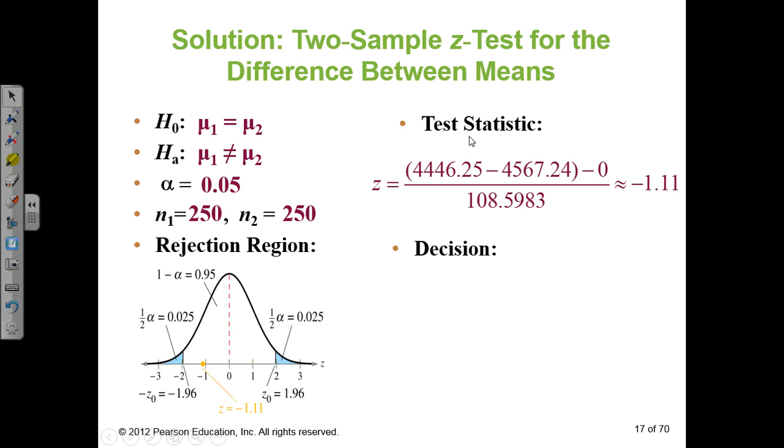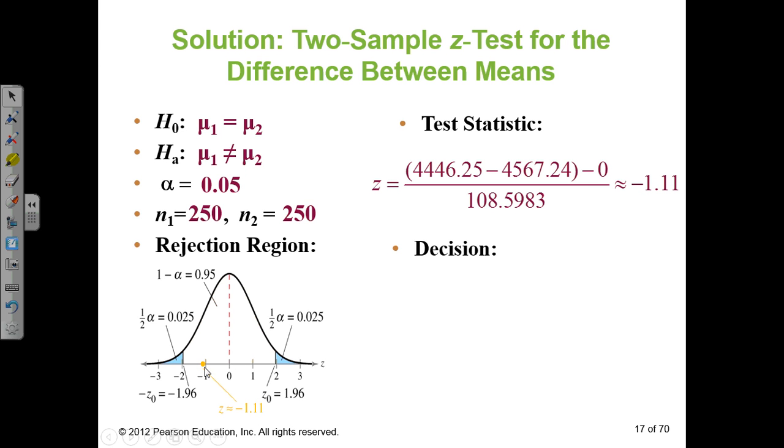Then we calculate the test statistic, which is sample mean 1 minus sample mean 2 minus 0 divided by the standard error. This came from the square root of the standard deviation of sample 1 squared divided by 250 plus standard deviation of sample 2 squared divided by 250. You added those two fractions together, took the square root, which was 108.5983. Do this division here, and you get a test statistic of negative 1.11.